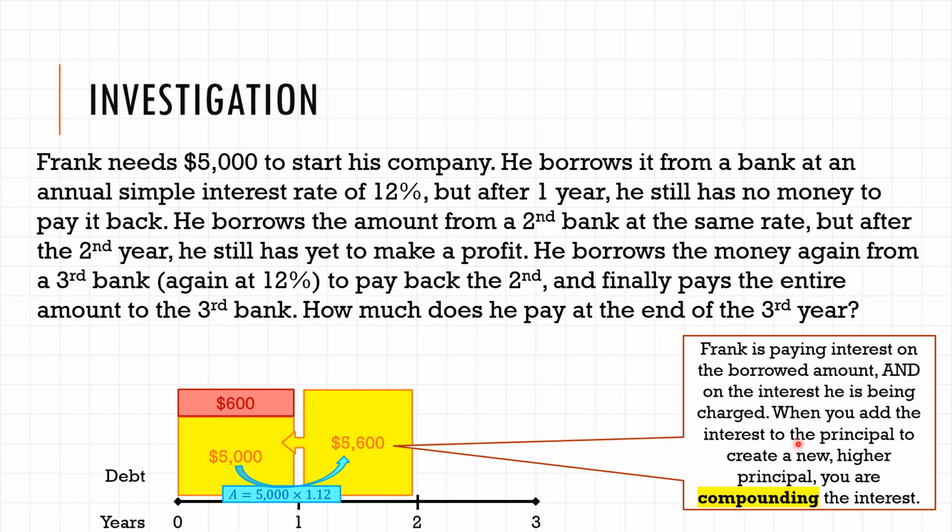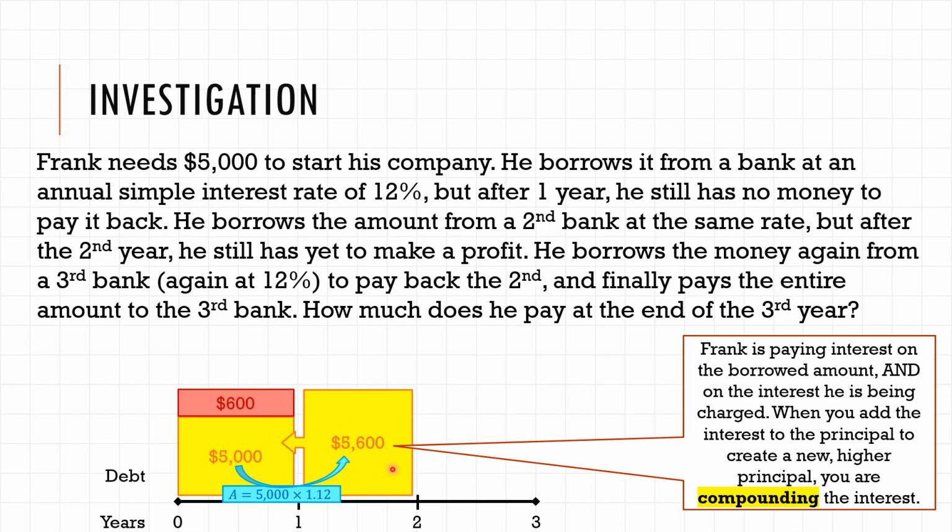When you add the interest to the principal to create a new, higher principal, this is what's called compounding. To compound means to put together, like compound words, right? Like the word bittersweet is a compound word meaning bitter and sweet. This is compounded interest. We took the principal and we added it to the interest.